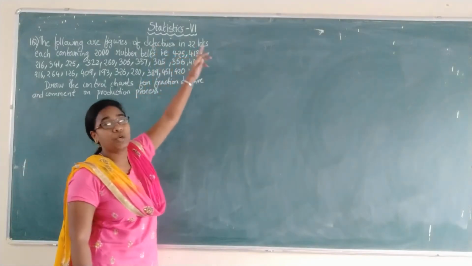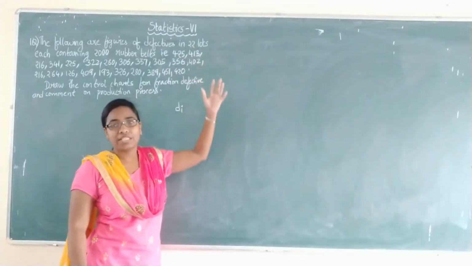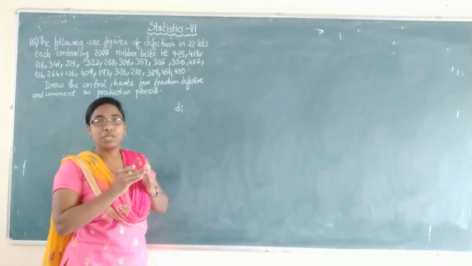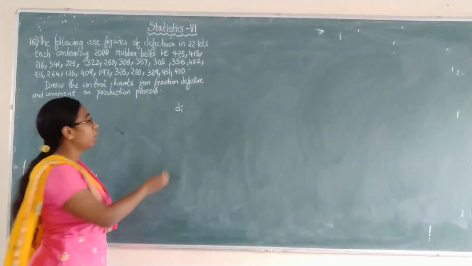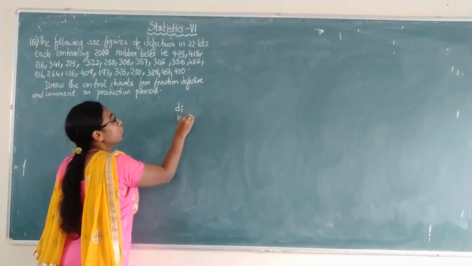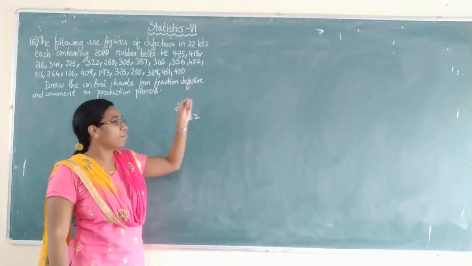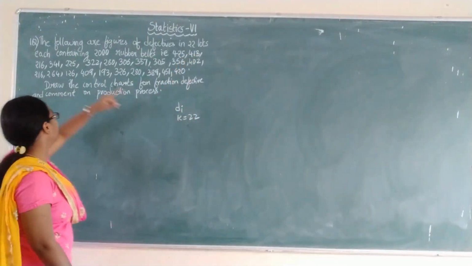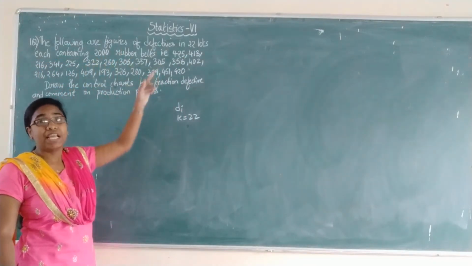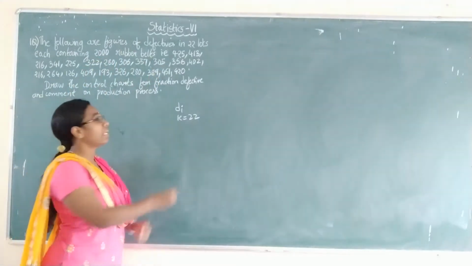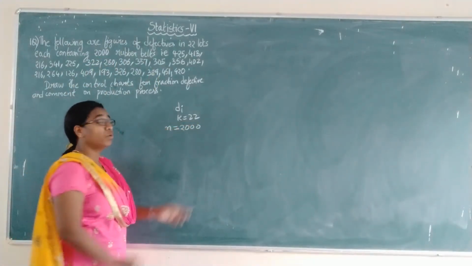Defectives in 22 lots. Instead of samples they have mentioned lot. Lot is nothing but the units in a sample. Overall, the units in a sample are called the lot. So K equals 22. There are a total of 22 lots, that means 22 samples, K equals 22, and each containing 2000 rubber belts. In each sample there are 2000 rubber belts, that is N equals 2000.